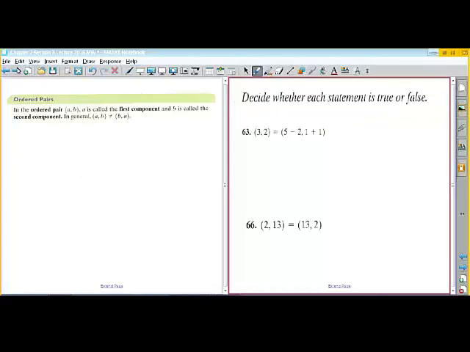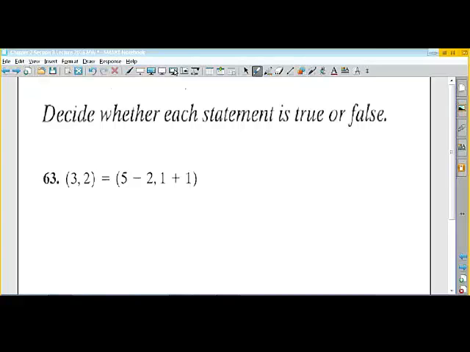Okay, so you guys have a lot of experience with that. You have a couple of problems where they ask you whether these statements are true or not. In this case, we do the math inside the parentheses. The first one is true, because 5 minus 2 is 3, and 1 plus 1 is 2, which is the same result. So I would say it's a true statement, because they're the same numbers in the same order after you do the math.